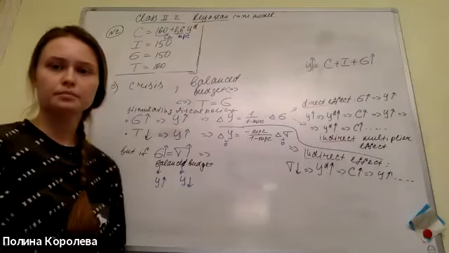May I also ask a question? Why do we have minus MPC there in the formula for taxes?